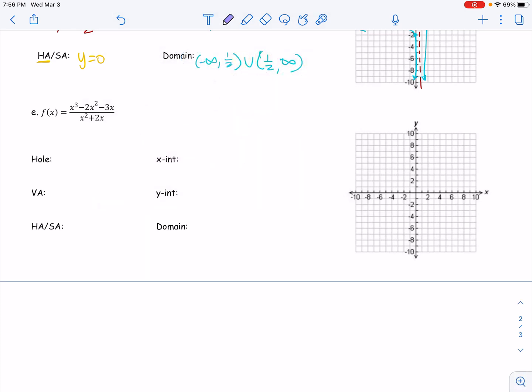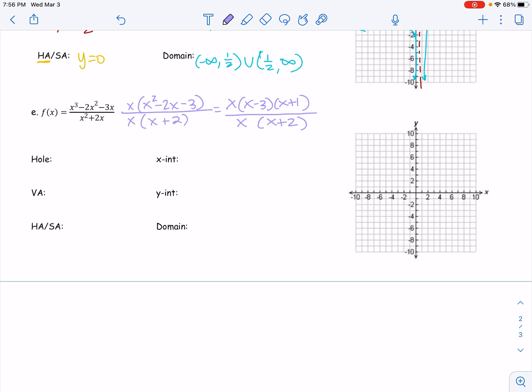This time, when we factor, we do have a GCF that we need to pull out, and that is x. So at the top, we're going to be left with x times x squared minus 2x minus 3, which then factors further into x times x minus 3 and x plus 1. We also have a GCF in the bottom of x as well, leaving us with x plus 2, and that's already factored. So I'm just going to rewrite it over here so that I'm looking at my final answer.